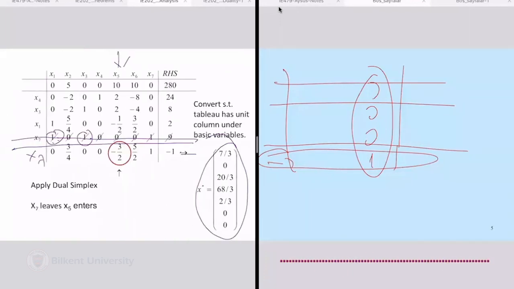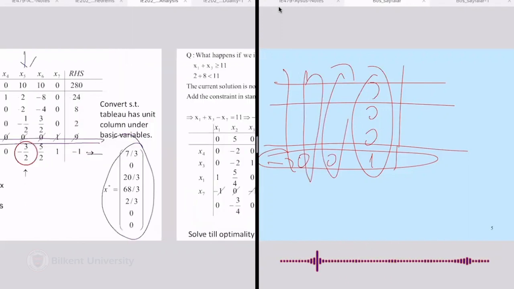Clear? Any questions? Okay. Don't forget to update the table. This is a new constraint. When you add the new constraint, you have to make sure that B inverse A is B inverse A, right? So this new row should be zeros under the identity columns for the basic variables. That's what we did in here, all right?